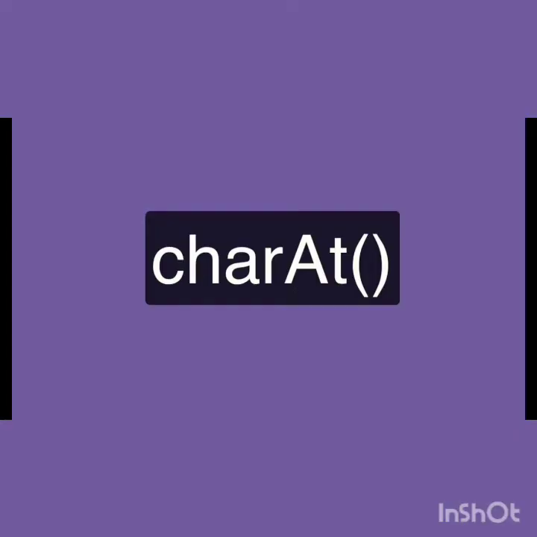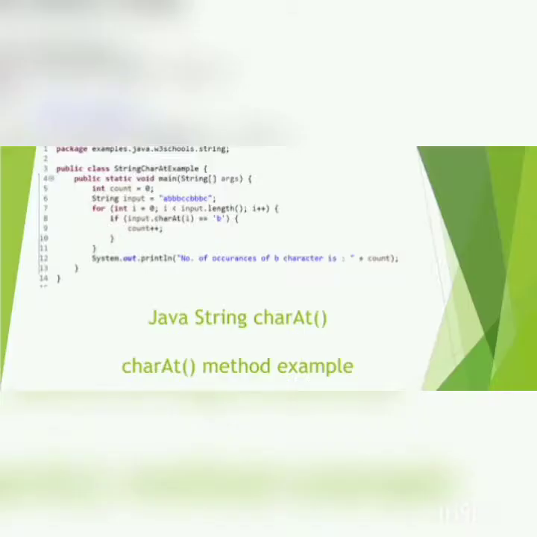That's it. The second string function is charAt. It is used to display the character at a particular index. You can see the example. Now let's see a few more examples in the book.